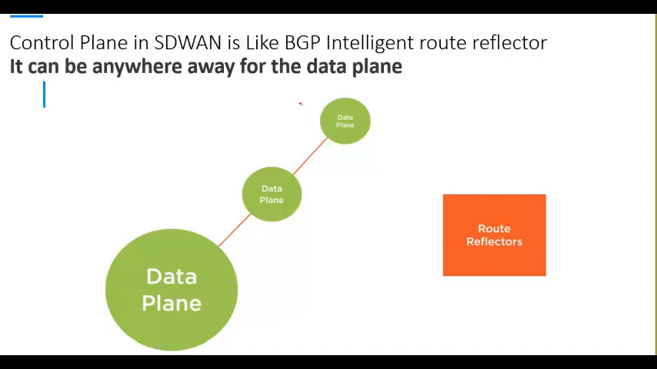Yeah. So again, let me repeat quickly. Route reflector is going to provide the route information in BGP. It need not be there in the data path. Same way, SD-WAN control planes need not be there in the data path.